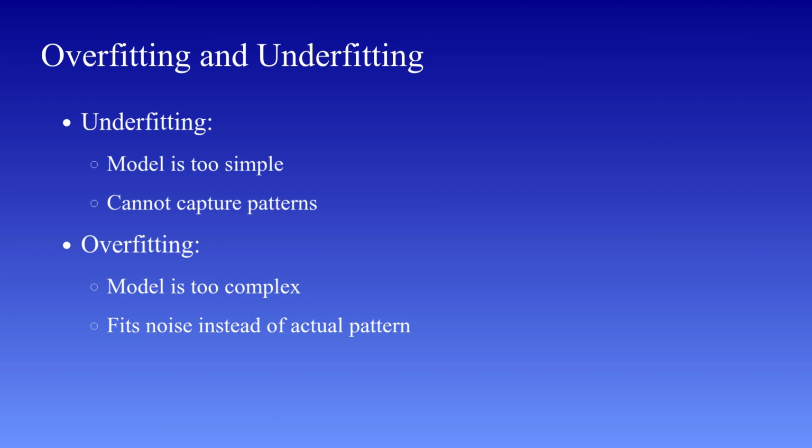Let's start with underfitting. Underfitting occurs when the model is too simple to capture the underlying pattern in the data. In this case, the model performs poorly not only on new data but also on the training data itself. For example, imagine trying to fit a straight line to data that actually follows a curved pattern. The model will miss important relationships and produce large errors. In simple terms, underfitting means the model has not learned enough. It fails to capture the complexity of the data. Both training error and testing error are high.